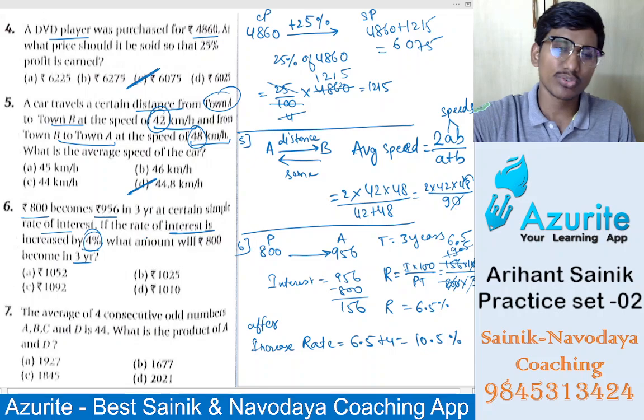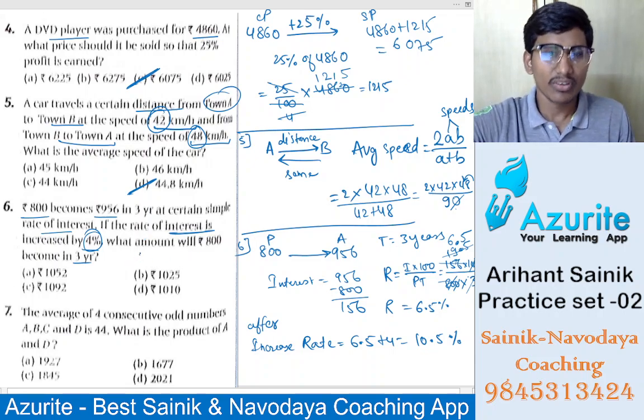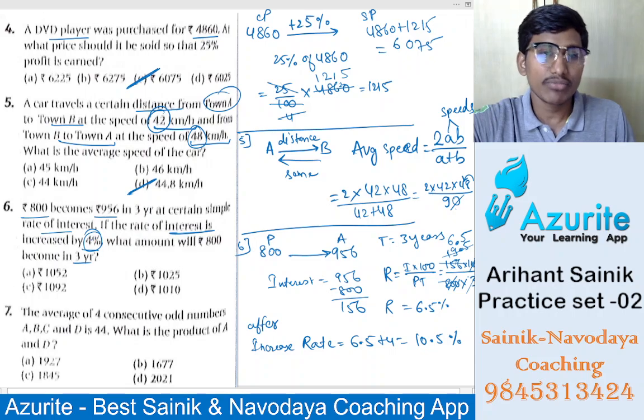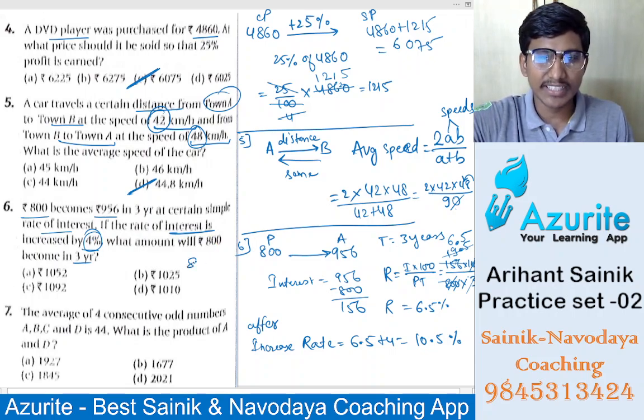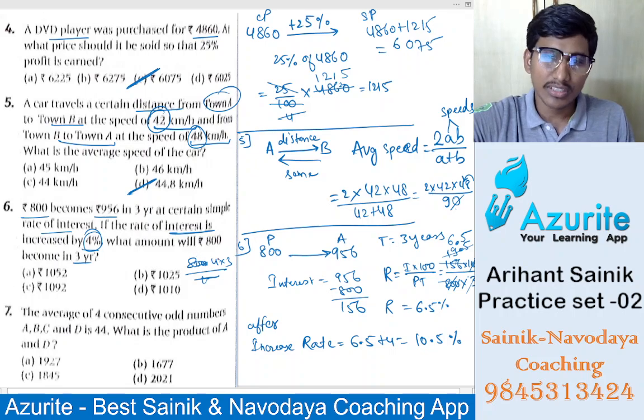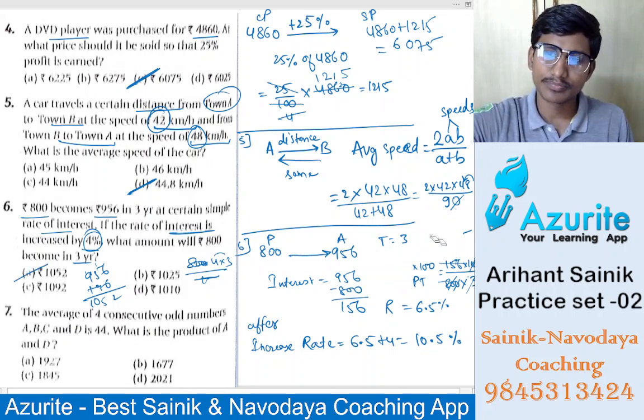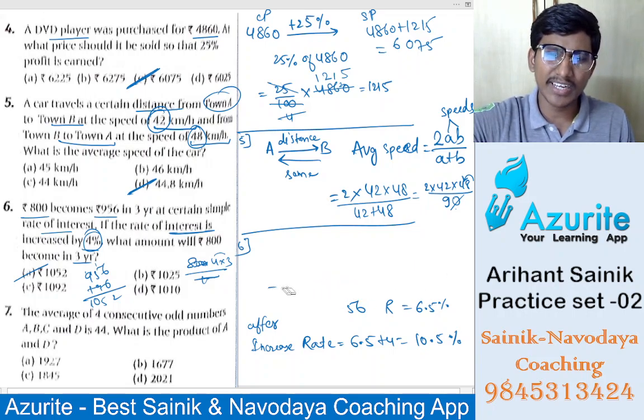Otherwise you can do it directly, you don't have to do that much. Why? You just find 4% of 800. 800 into 4 into 3 divided by 100, the 20 cancels. 4 3s are 12, 12 8s are 96. You just add 96 to 956. It will be 1052. So 1052 is the answer. You don't have to do this much also, right? Because they are asking directly for a 4% increase, you directly add the 4%.